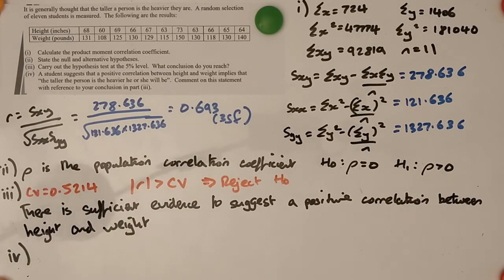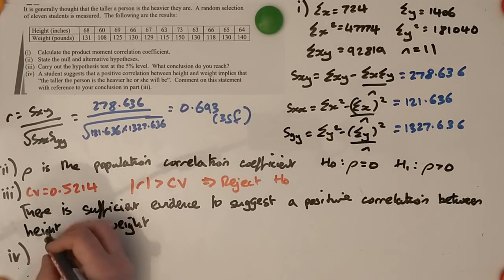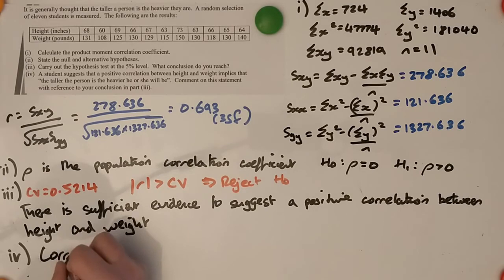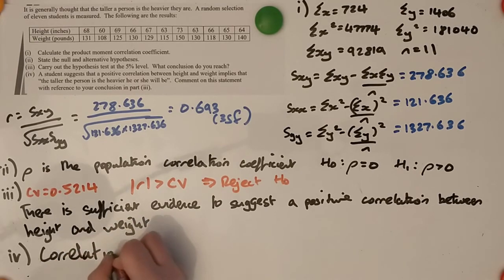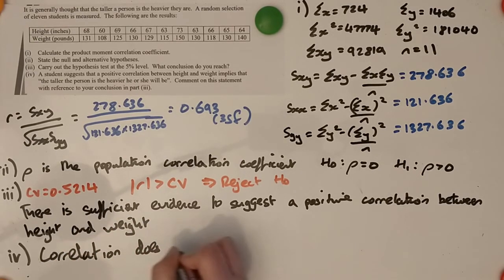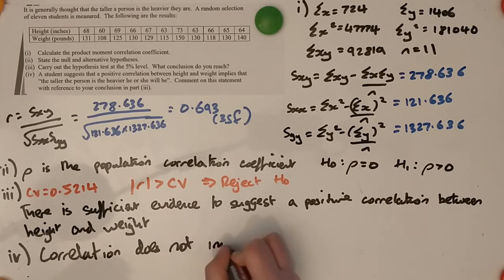And finally, a student suggests that a positive correlation between height and weight implies that the taller the person is, the heavier he or she will be. Comment on this statement. Here's your famous correlation question. So correlation does not imply causation.